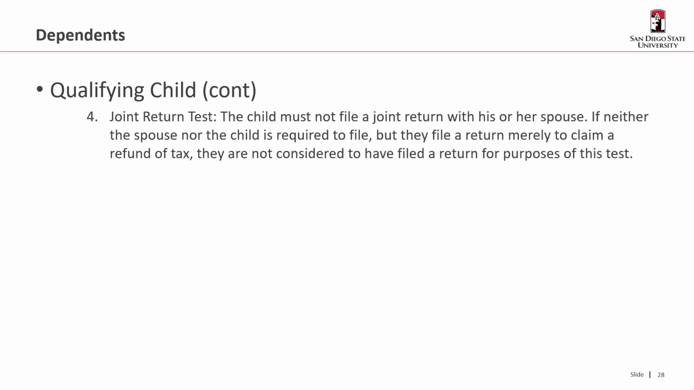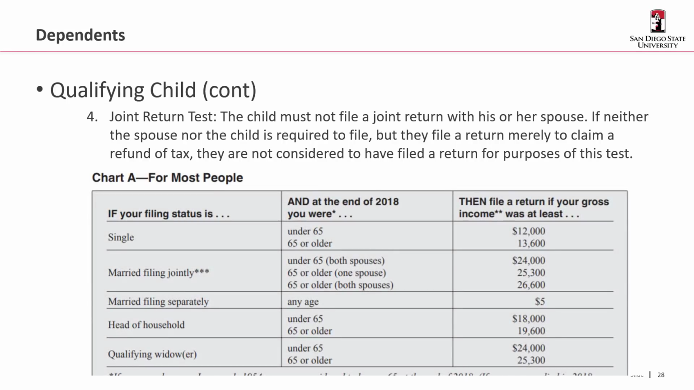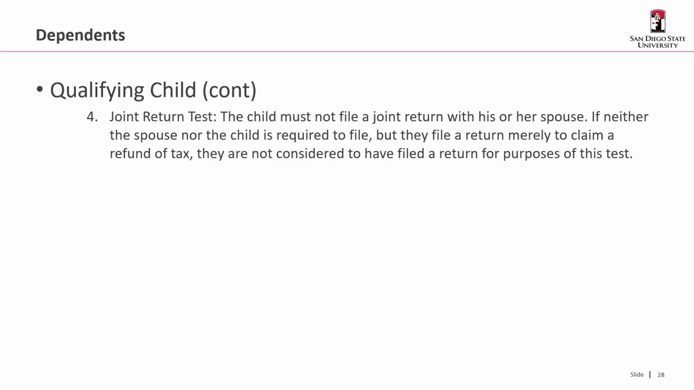So if neither the spouse nor the child are required to file because their income is so low, and we'll talk about filing thresholds in a later chapter, but they file a return merely to claim a refund of tax. So basically they've had tax withheld, but they actually don't owe any tax. Then they are not considered to have filed a return for the purposes of this test. So if the only reason they're filing is to get a complete refund of their tax, then they're not considered to have filed a joint return, and therefore they would pass the joint return test.